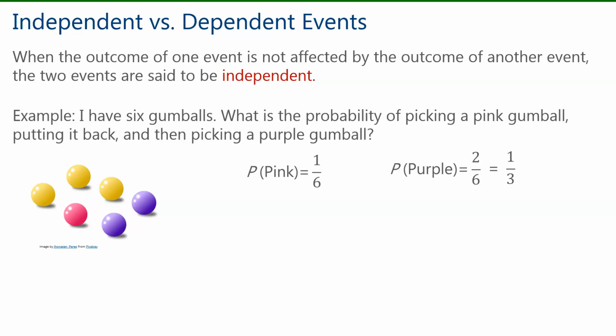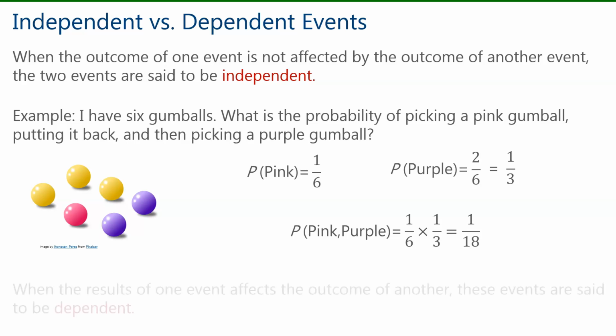We would then take the probability of each of those events and multiply them to get the probability of picking a pink, putting it back, and then picking a purple. So I would take 1 over 6 and multiply it by 1 over 3. So then the probability of picking a pink and then getting a purple would be 1 over 18. Likewise, when we toss one coin and then toss another coin, the result of the first toss has no impact on the result of the second. Similarly, the color a spinner lands on has no bearing on whether a coin lands on heads or tails.